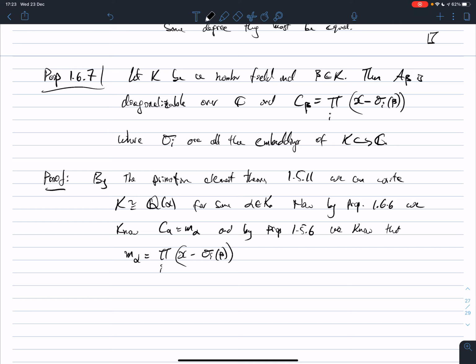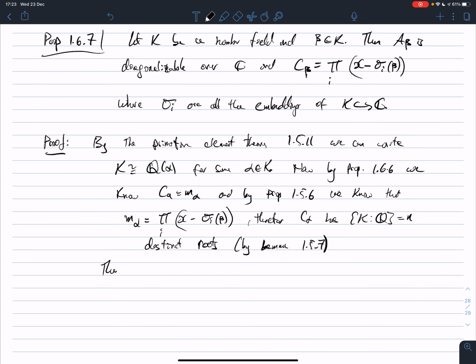So we have this, therefore C of alpha has K over Q, let me call this n, distinct roots. This is by a separability lemma. Therefore, you have an n by n matrix whose characteristic polynomial has n distinct roots. Therefore, A of alpha is diagonalizable.